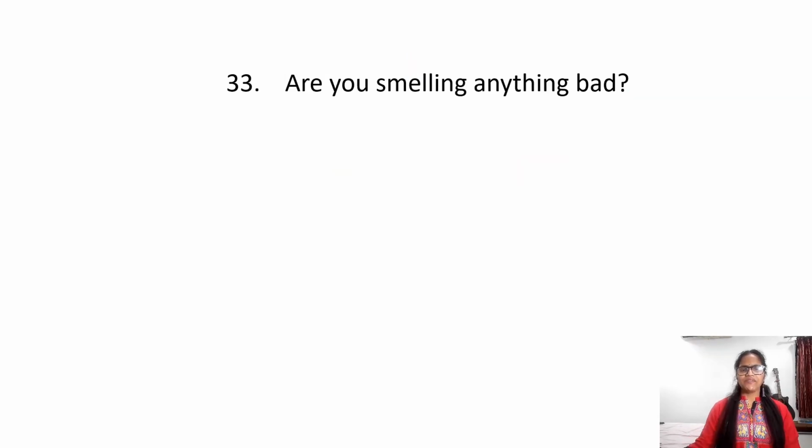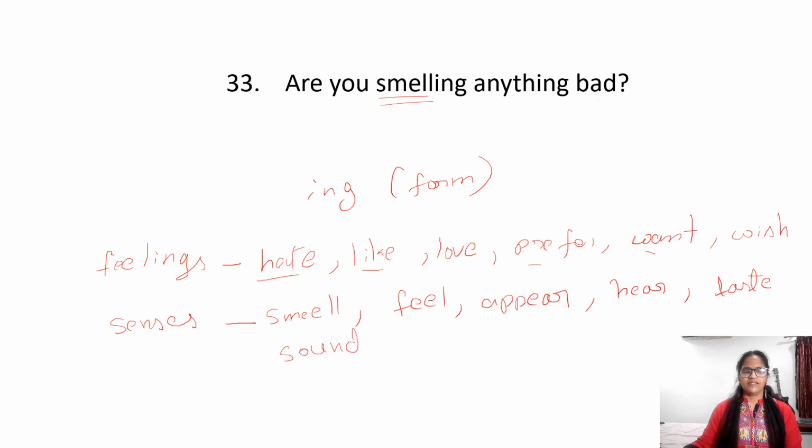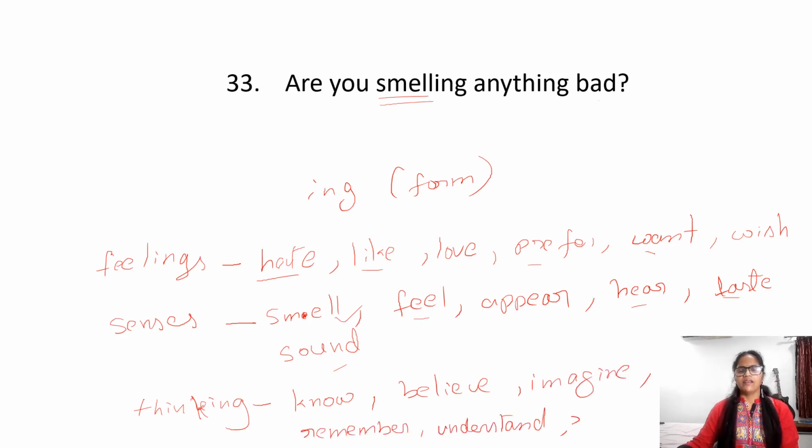Next sentence. Are you smelling anything bad? Certain words in English do not take the ing form. Words that do not take the ing form are names of feelings like hate, like, love, prefer, want, wish. All these words do not take ing forms. Similarly, senses like smell, feel, appear, hear, taste, sound. All these words do not take ing forms. Words that refer to thinking like know, believe, imagine, remember, understand, realize, recognize do not take ing forms.